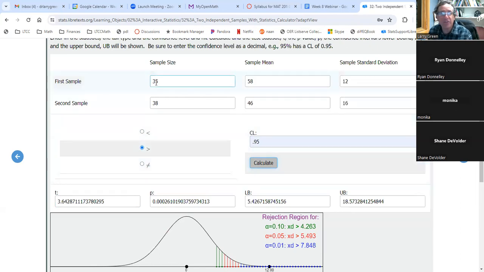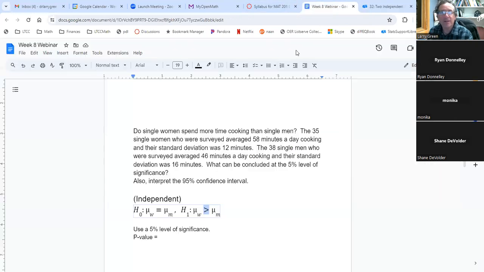Yeah, and notice 35 is greater than 30. 38 is also greater than 30. You need both of them to be greater than 30. And I didn't mention it with the proportions, but you need all four, np and nq, so n1, p1, n2, q2, all four to be greater than five. So it's the same idea as before, but now we have twice as much work. Sorry about that. Any questions on that idea? Okay, so our p-value is quite small, 0.00026. Any questions so far?